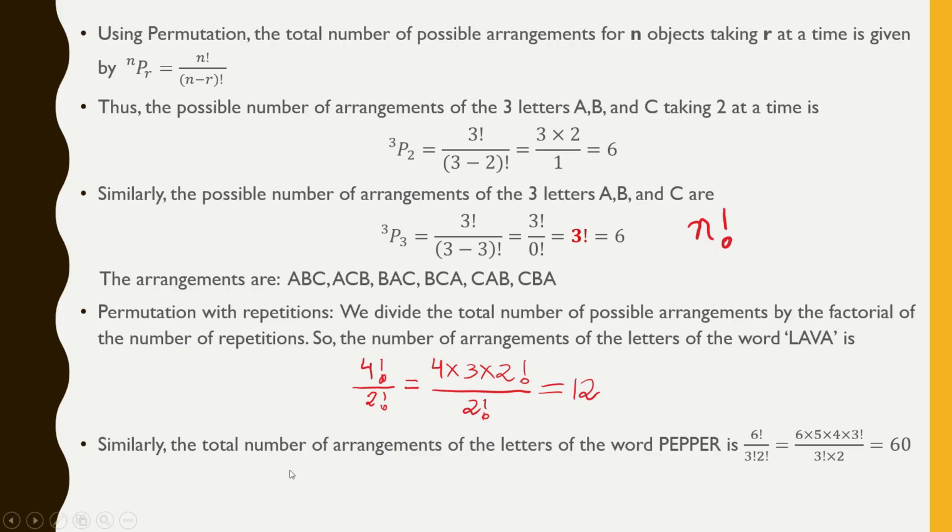Similarly, the total number of arrangements of the letters of the word PAPER is 5 factorial, because there are 5 letters, and since P is repeated twice, we divide by 2 factorial. So total is 60.